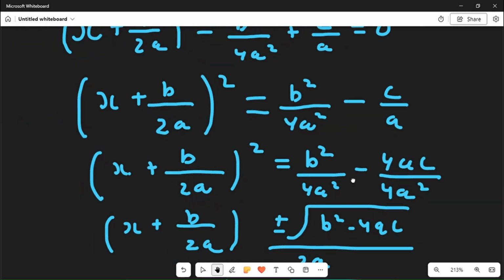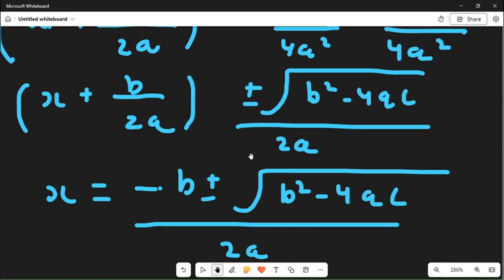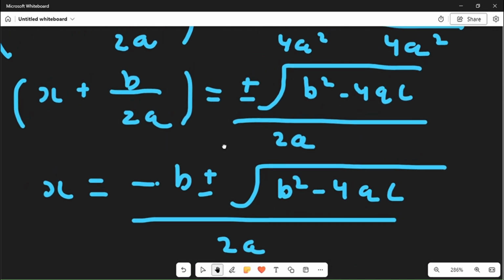Then the next step, we take the square root. So we take the square root and we get the square root of b squared minus 4ac. This is the top part of the fraction. And on the bottom, we get 2a, which is just the square root of 4a squared. The square root of 4 is 2, and the square root of a squared is a, so we get 2a on the bottom. And then we just rearrange this. There should be an equal sign here. Okay, that's fine, just an equal sign here.